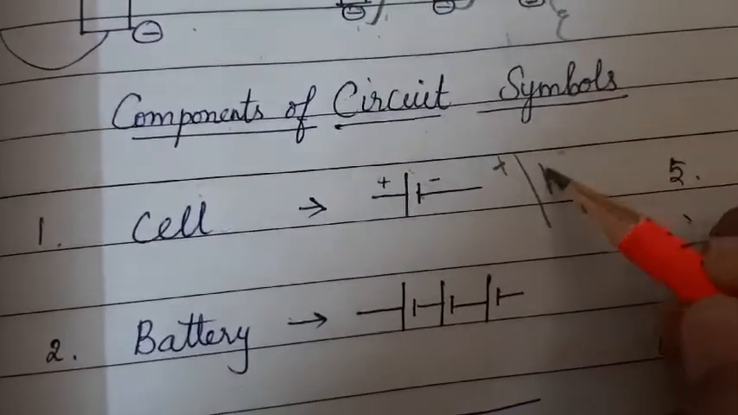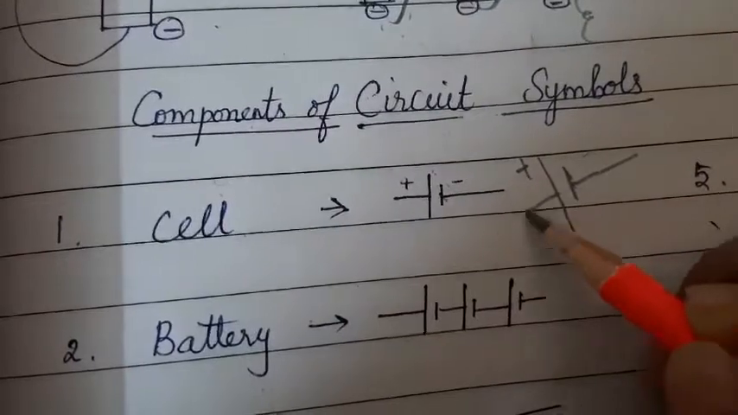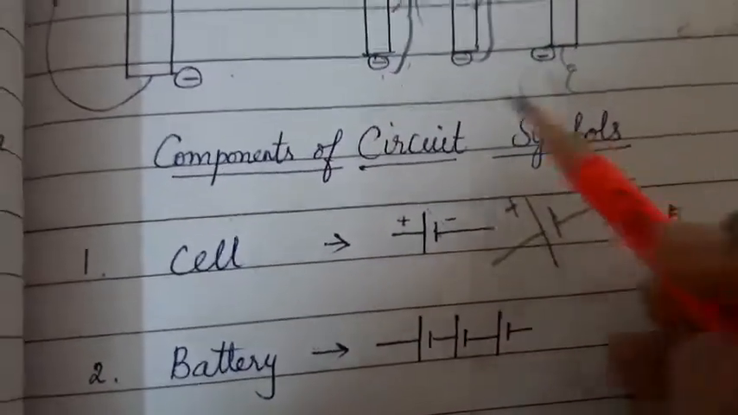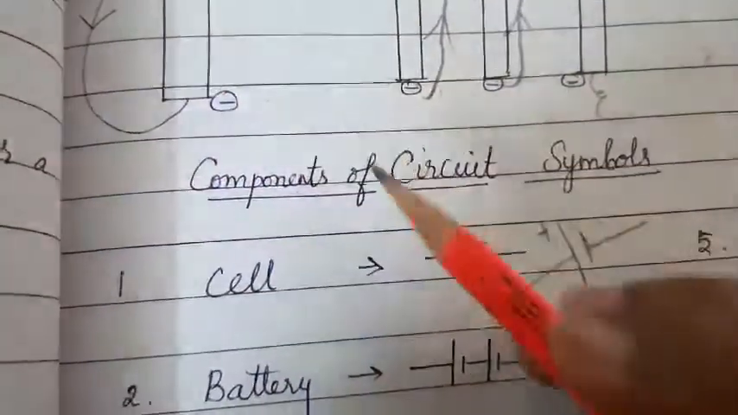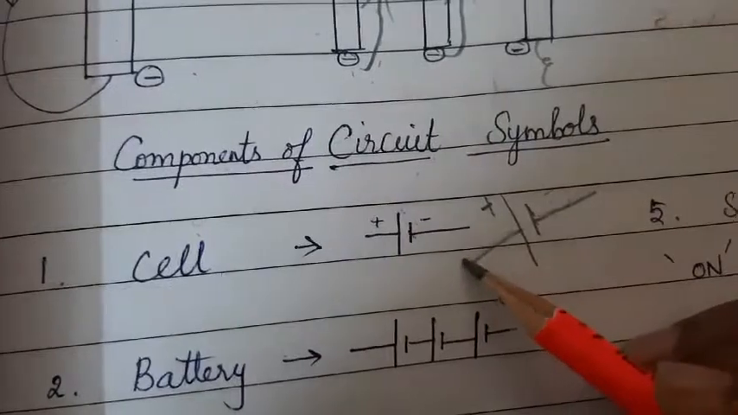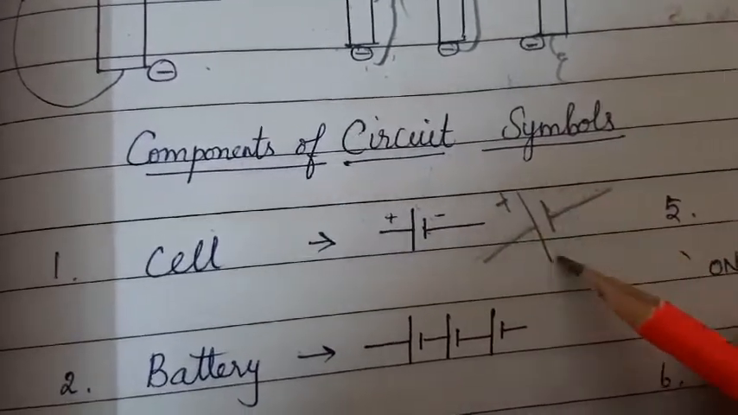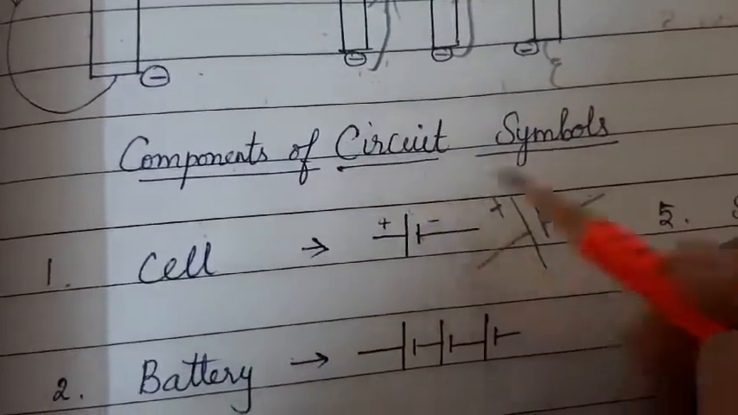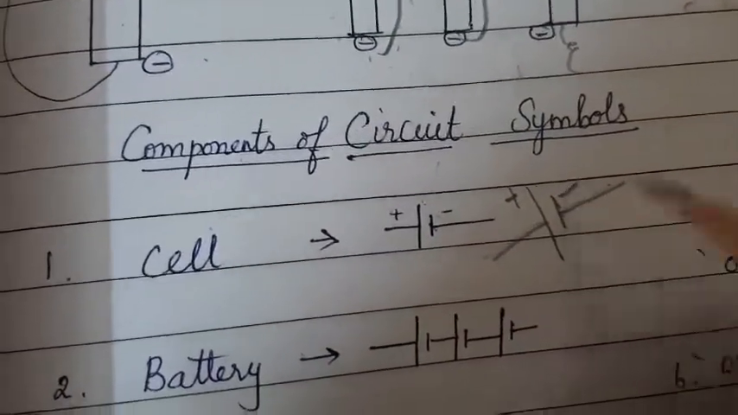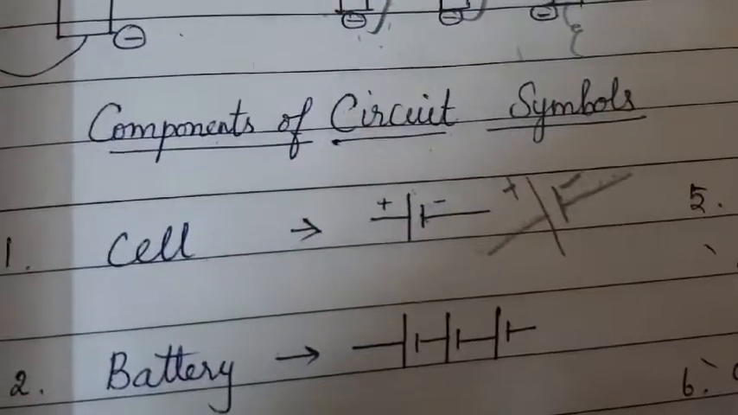But what is this horizontal line drawn to this? It is nothing but the wires. A cell I will always connect it to a wire in a circuit. So the horizontal line is the wire connected to a cell. So the longer line represents the positive end. The shorter line represents the negative end.